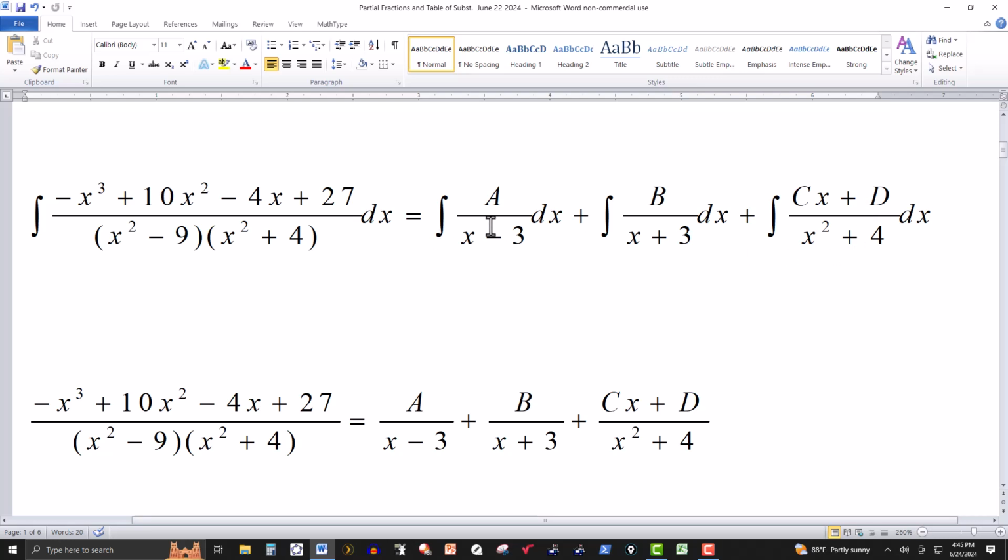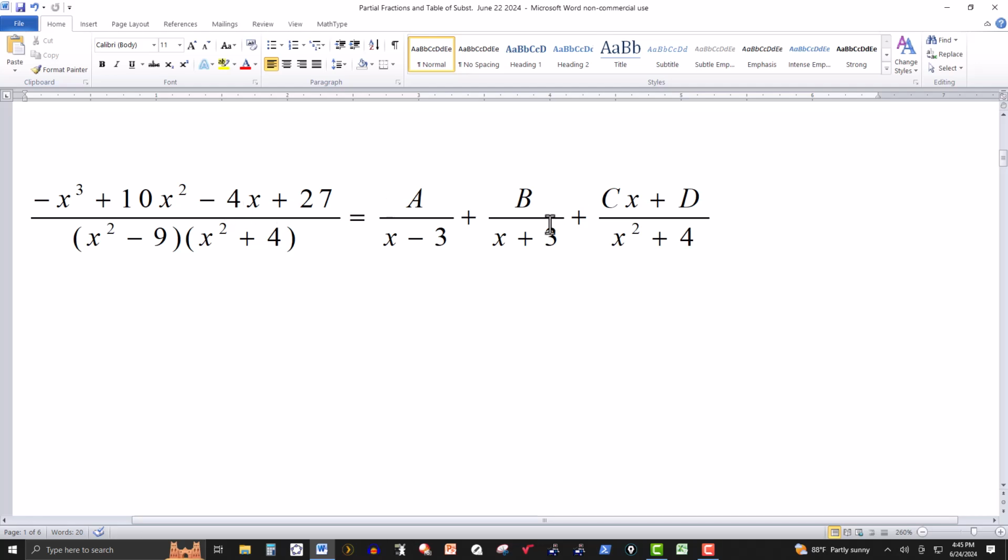And then the next process goes through and finds the constants, the values of A, B, C, and D. So what we're going to do is write it this way without the integrals and find the values of A, B, C, and D. I'm going to multiply through by the LCD, which is x squared minus 9, or x minus 3 times x plus 3 and x squared plus 4.